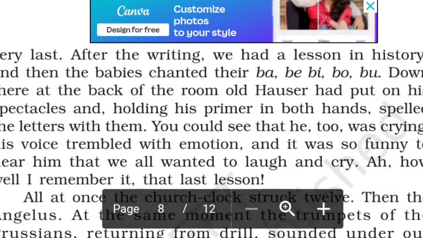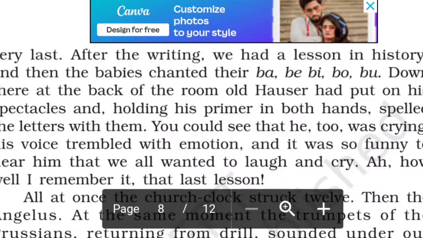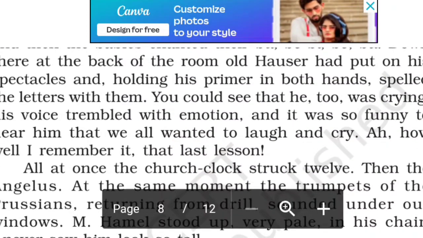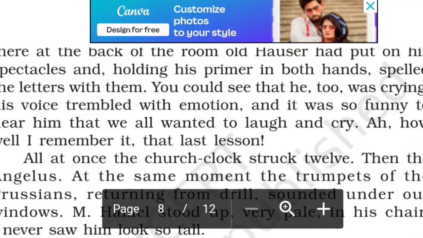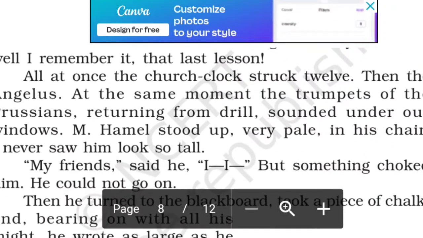Down there, at the back of the room, old Hauser had put on his spectacles and, holding his primer in both hands, spelled the letters with them. You could see that he too was crying. His voice trembled with emotion, and it was so funny to hear him that we all wanted to laugh and cry. Ah, how well I remember it, that last lesson. All at once, the church clock struck 12.